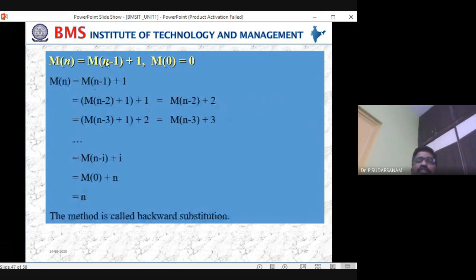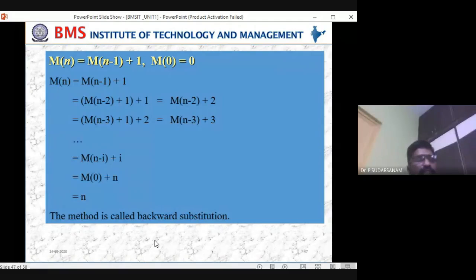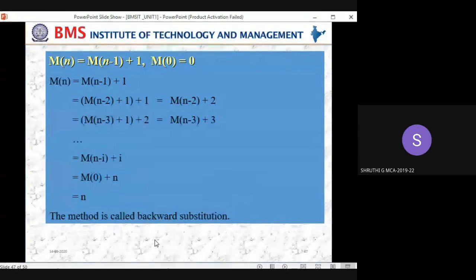Write it. Now write the first equation as it is: m of n is equal to m of n minus 1 plus 1. You write the first statement, and I'll tell you how to write the second statement. M of n is equal to m of n minus 1 plus 1. Shruti? Sir. Written? Yes, sir, written.